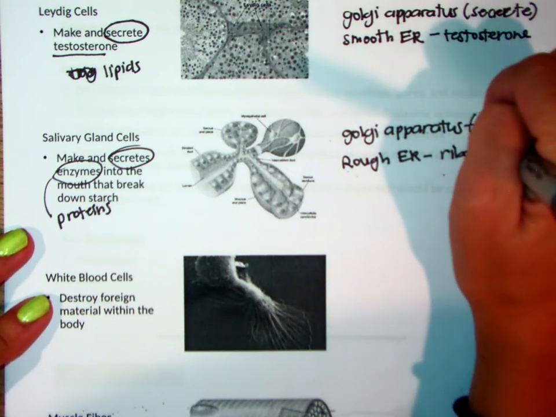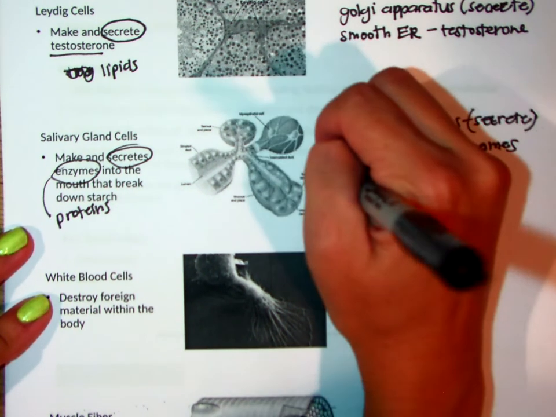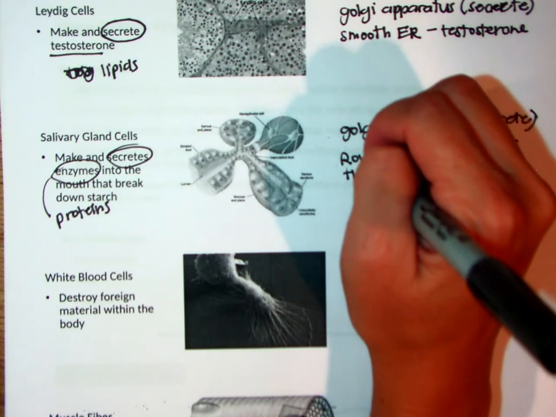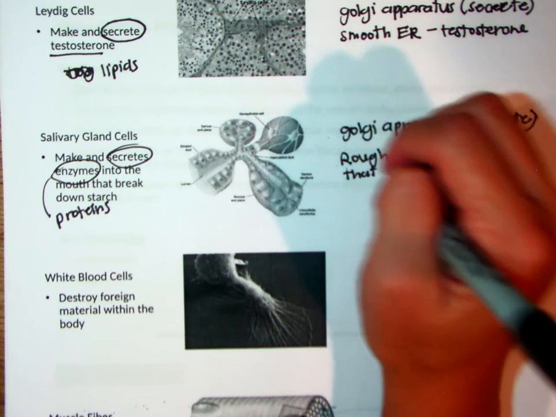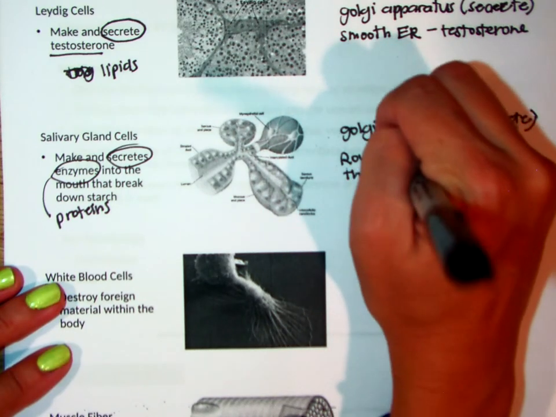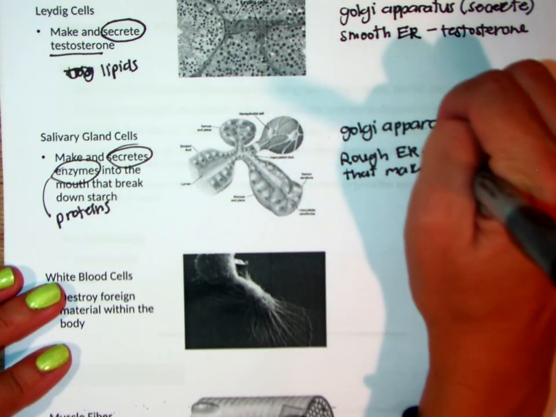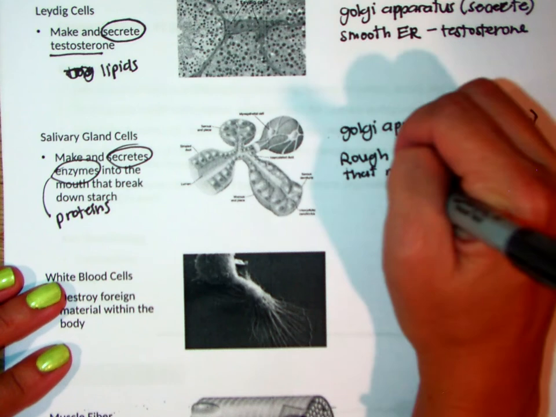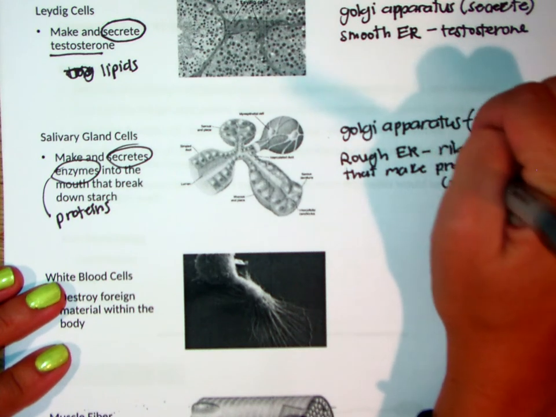Ribosomes, I'm sorry, my handwriting, guys, that make proteins, which are enzymes.